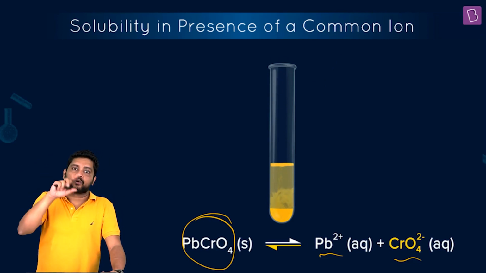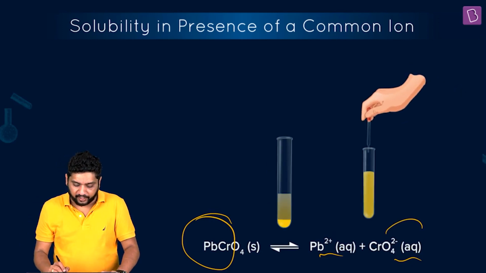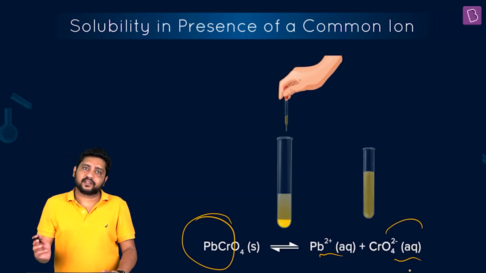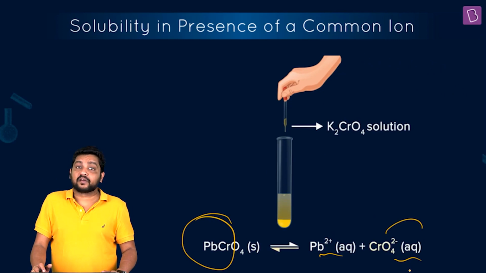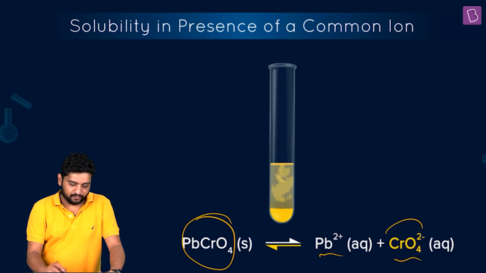If you add CrO4 2- from the other end, what will happen is that you are adding your product. So if you are adding a product, what will happen? The reverse reaction will take place, which means more PbCrO4 precipitate will be formed.